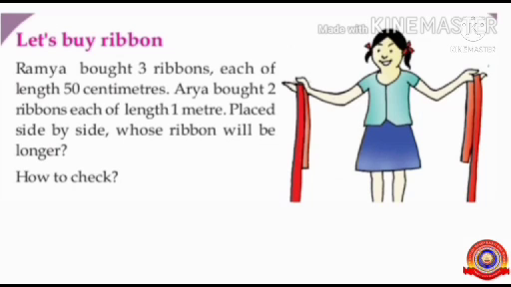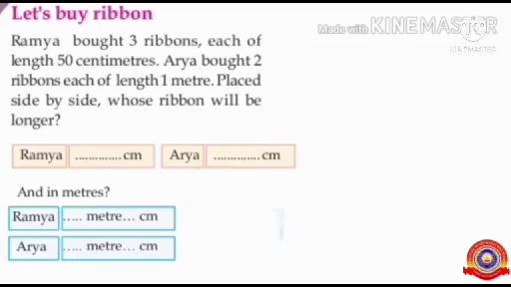Ramya bought 3 ribbons, each of length 50 centimeters. Arya bought 2 ribbons, each of length 1 meter. Placed side by side, whose ribbon will be longer? Children, how many ribbons did Ramya buy? Yes, 3 ribbons, each of length 50 centimeters. That means length of one ribbon is 50 centimeters.